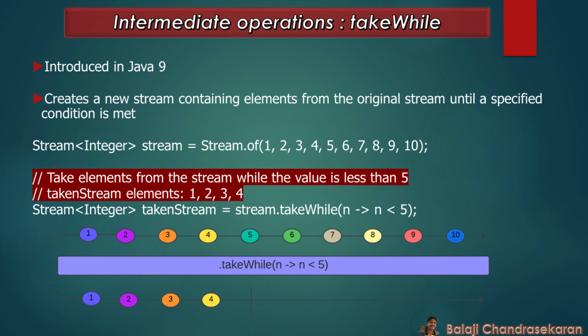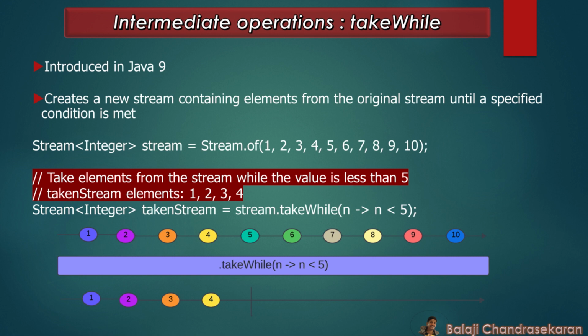In this example, we create a stream of integers from 1 to 10 using the Stream.of method. We use the takeWhile method to create a new stream named takenStream, which contains the elements from the original stream while the value is less than 5. Finally, the takenStream object contains the elements from 1 to 4. The elements from 5 onwards will be ignored by the operation.